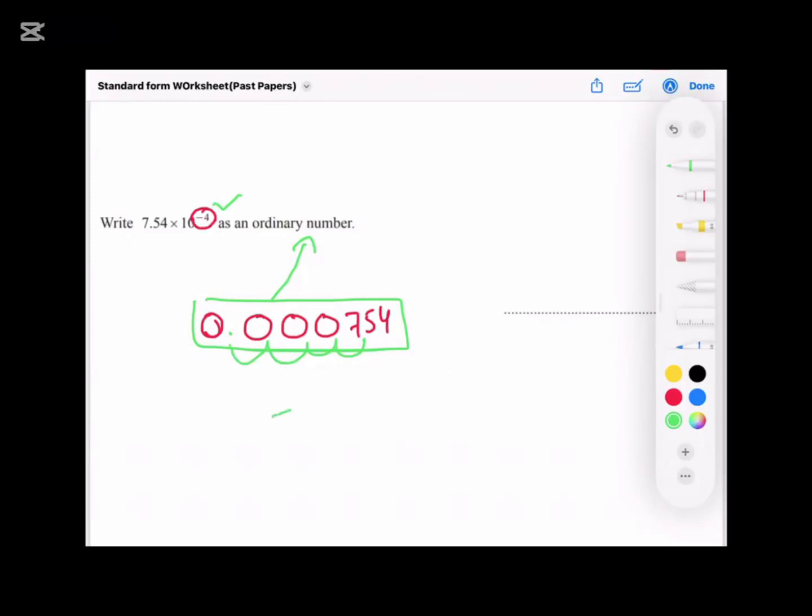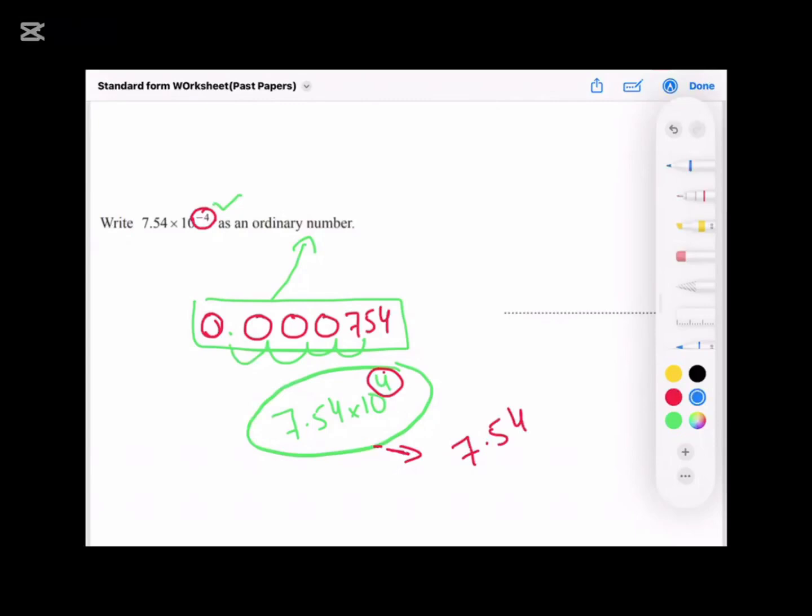What do you have to do when the power is positive? Now see this as well. For example, the question is this, and we have to convert it to ordinary. When the power is negative, you add 0s on the left side. But when the power is positive, you have to write the 0s on the right side. You have to remember one rule: when the power is positive, you have to move the decimal to the end. Right now the power is 4 and the number is 7.54. So I have to move the decimal to the end.